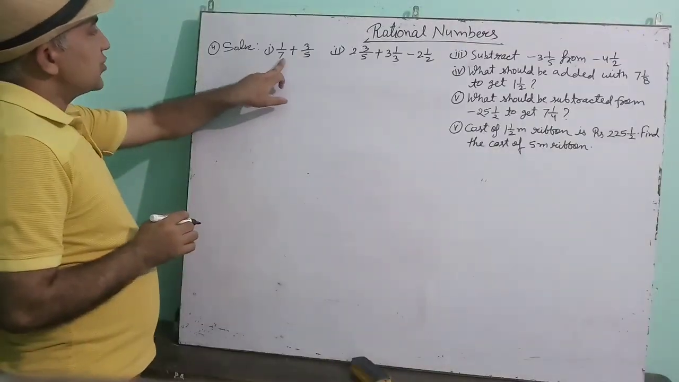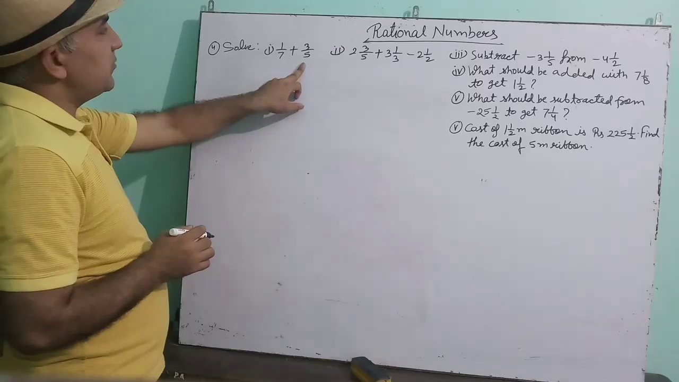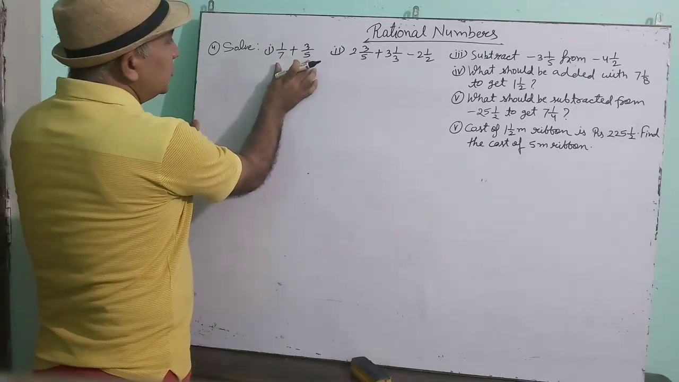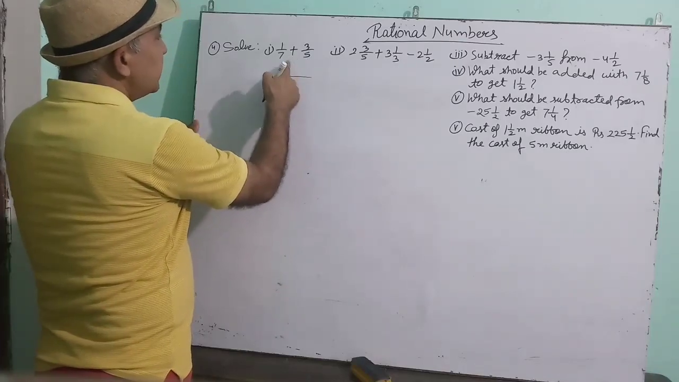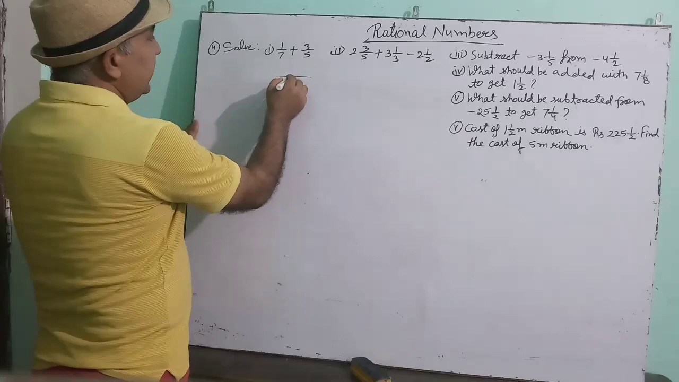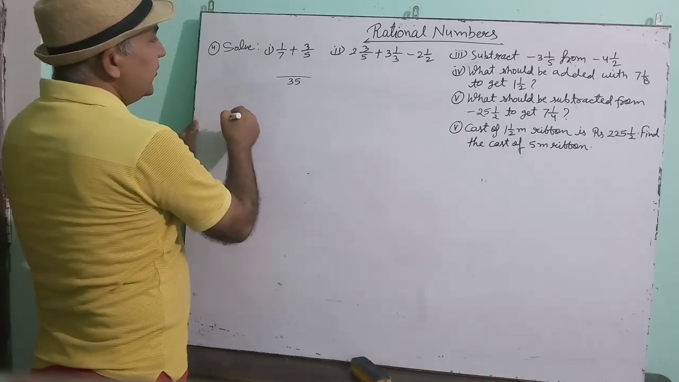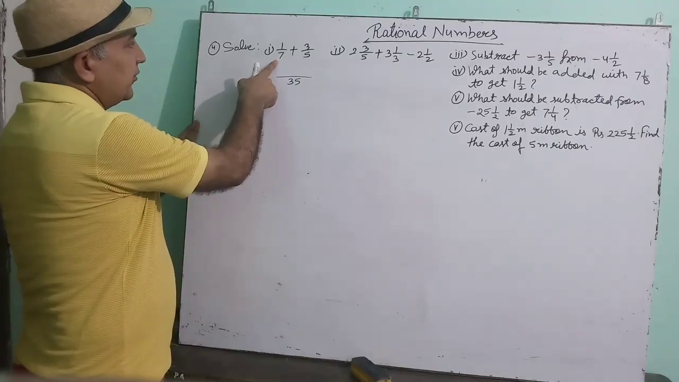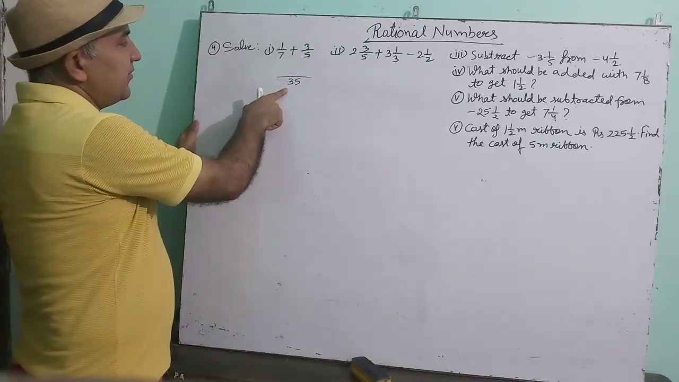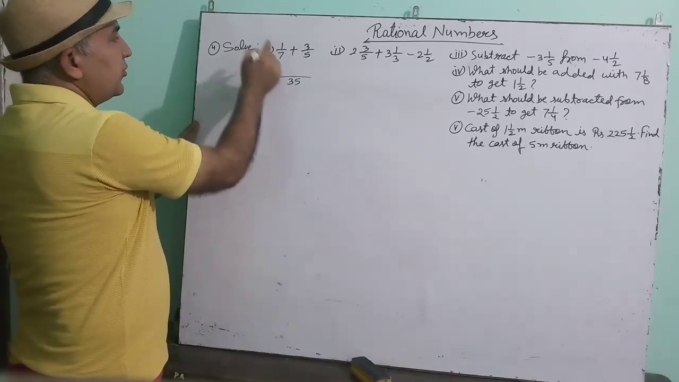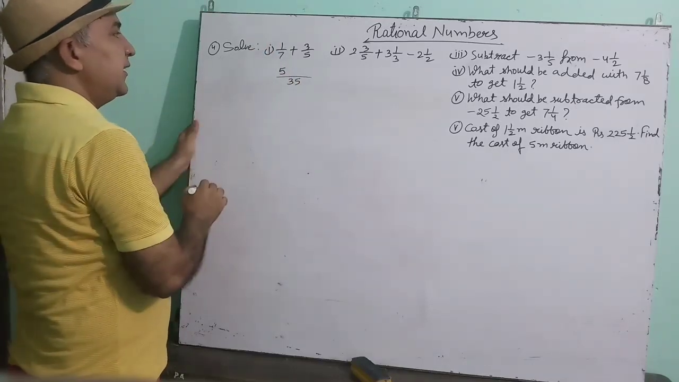Just like here, solve 1 by 7 plus 3 by 5. See how to solve. When we have to add two rational numbers, first we take the LCM of the denominators. 7 and 5, the LCM is 35. Then this LCM is divided by the denominator. 7 dividing 35, coming 5. That 5 is multiplied with the numerator. So 5 into 1 is 5, and it will be written here.